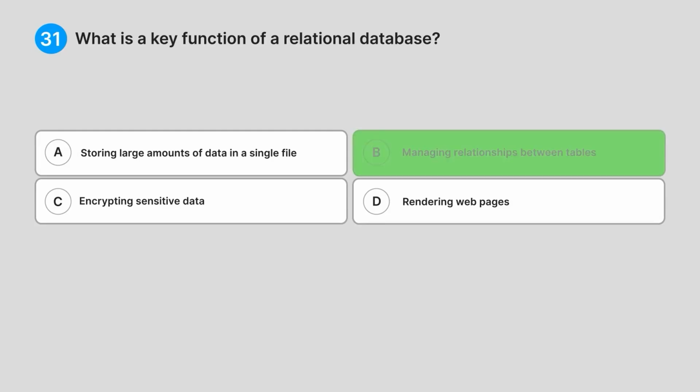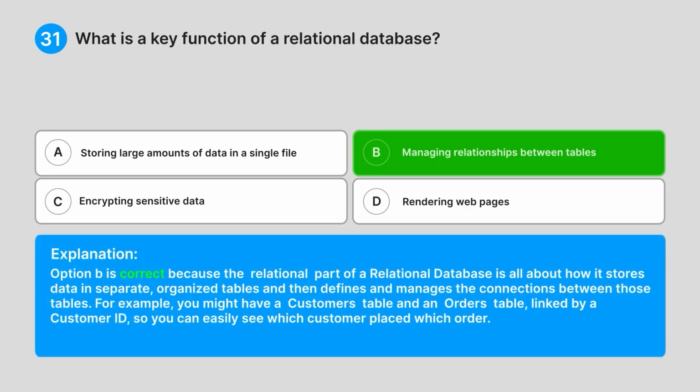Correct answer, B. Managing relationships between tables. Explanation. Option B is correct because the relational part of a relational database is all about how it stores data in separate, organized tables and then defines and manages the connections between those tables. For example, you might have a customers table and an orders table linked by a customer ID, so you can easily see which customer placed which order.